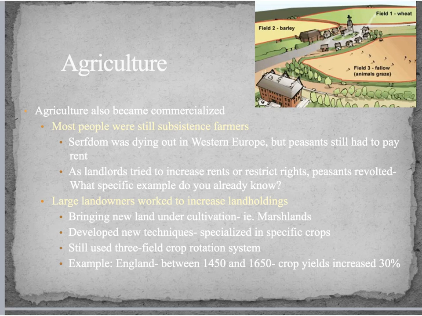They brought new land under cultivation, like draining swamps. They developed new techniques where they started specializing in certain crops. And they also used the three-field system of crop rotation, like in the picture. The idea of that system is that they would divide their fields into three and then rotate every few years which field was left fallow or unplanted in order to replenish the nutrients in the soil, which was a more productive system than they had been doing before. And so as an example, England increased their crop yields by 30% by using these different steps.